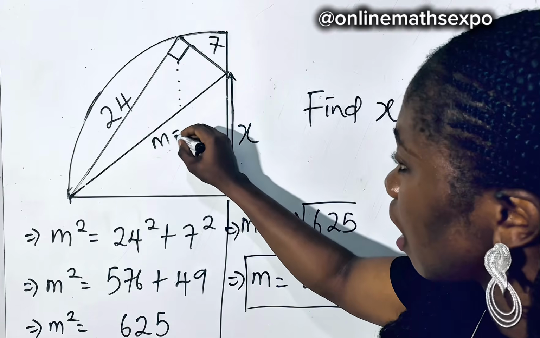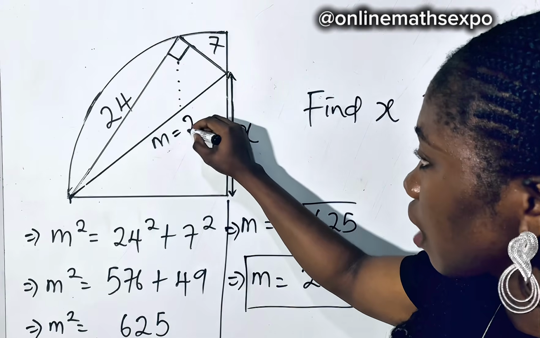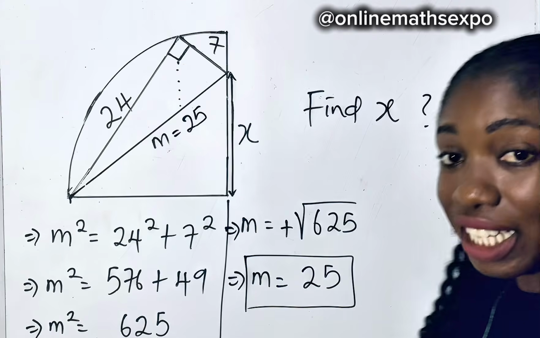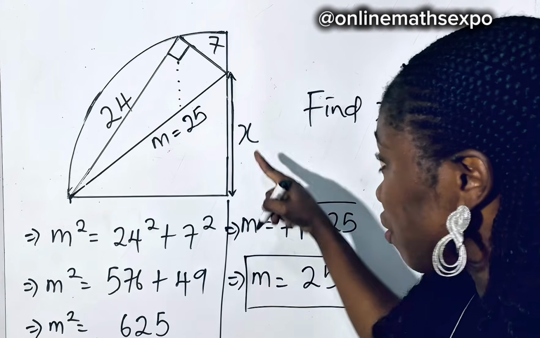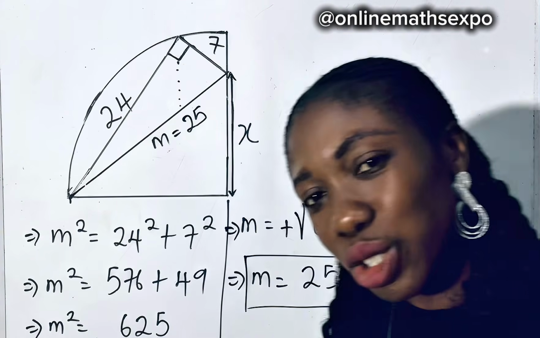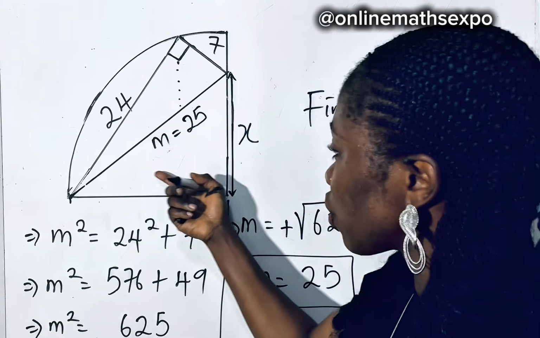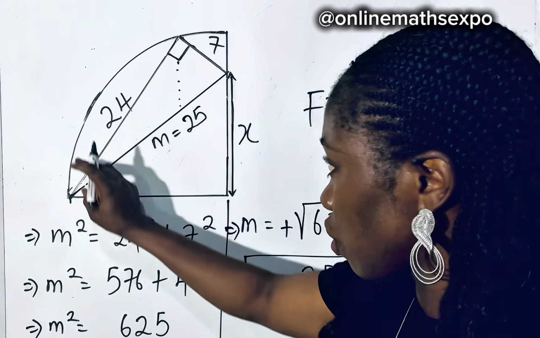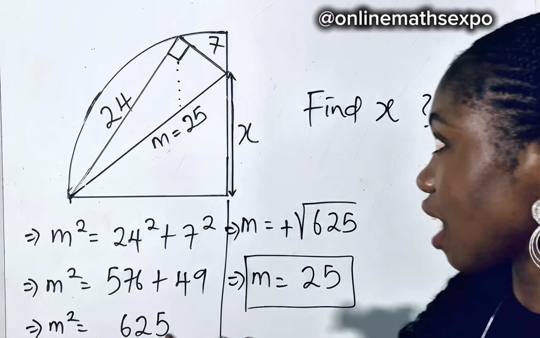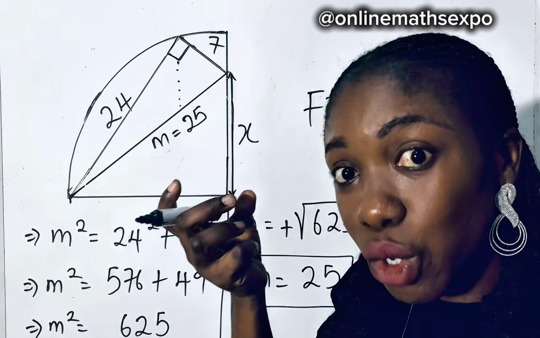It means that this length here is giving us 25 units. Now that we have found that length, we have not yet got the value of x. So what should we do next? Remember, the question told you that this is a quarter circle. So what it means is that we are going to apply a little reasoning.